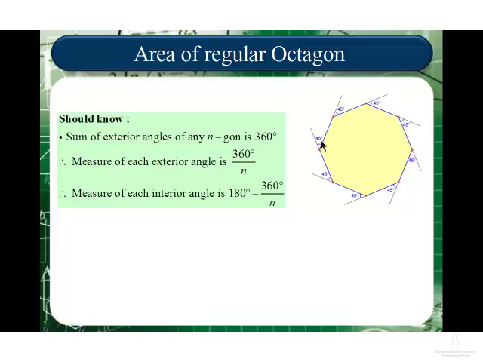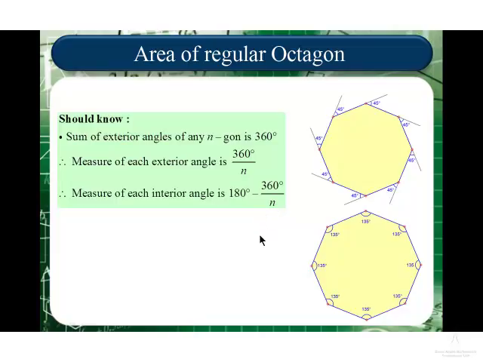So this then gives us the measure of each of the exterior angles of an octagon. Also, the interior angle for an octagon will be the angle that resides with each and every vertex as indicated. And in this case, if we apply the formula where n is equal to 8, then we have 180 degrees minus 45 degrees, which is 360 degrees divided by 8.